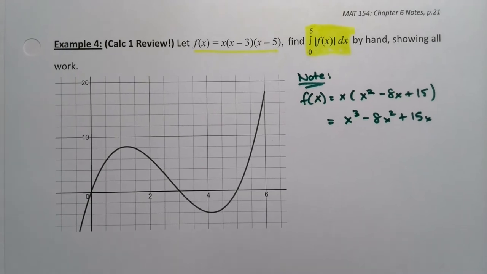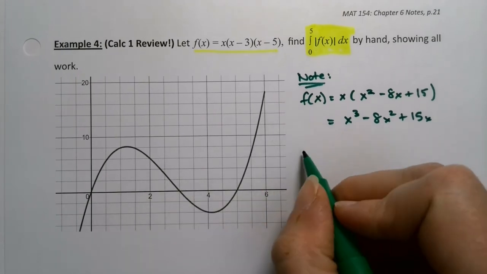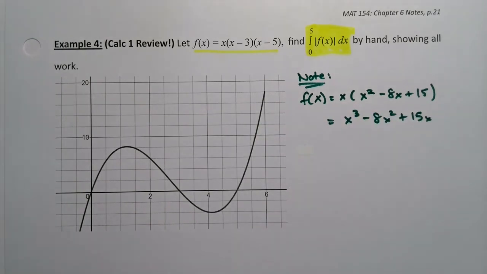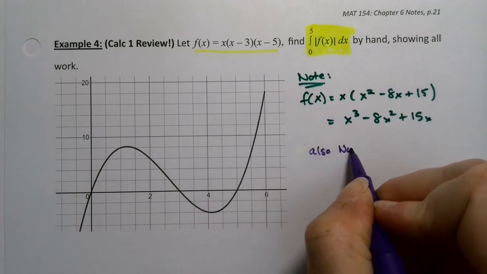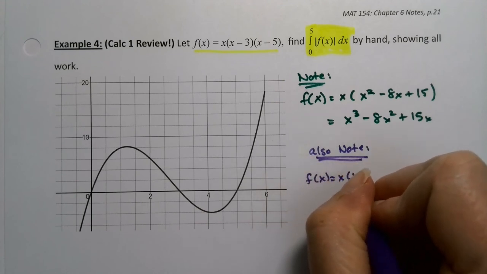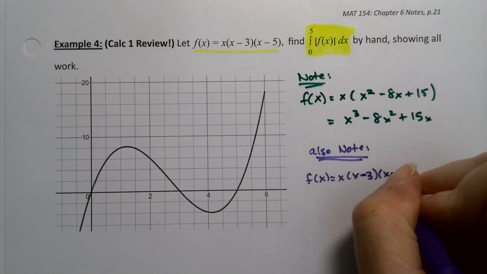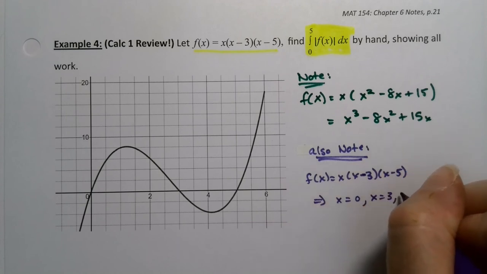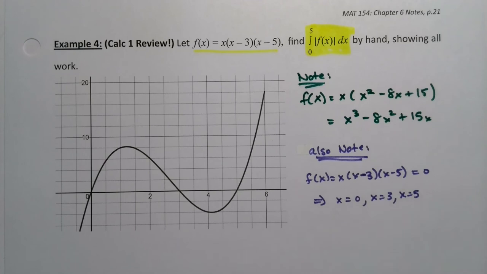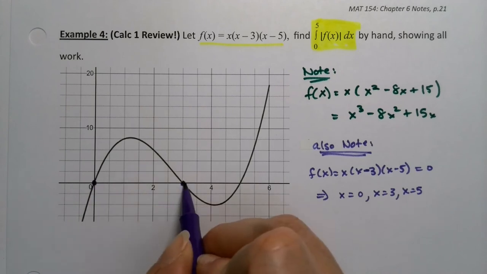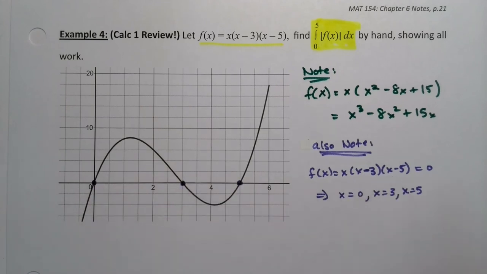All right, so now I would want to know where this particular function is equal to 0. Luckily for us, this was factored in the first place. So if f of x is equal to x times x minus 3 times x minus 5, that means x equals 0, x equals 3, and x equals 5 are the solutions, right? If you set this equal to 0, the three spots that would make it 0 are 0, 3, and 5. This was easy because it was pre-factored for us. If it wasn't factored, we'd have to do more work.